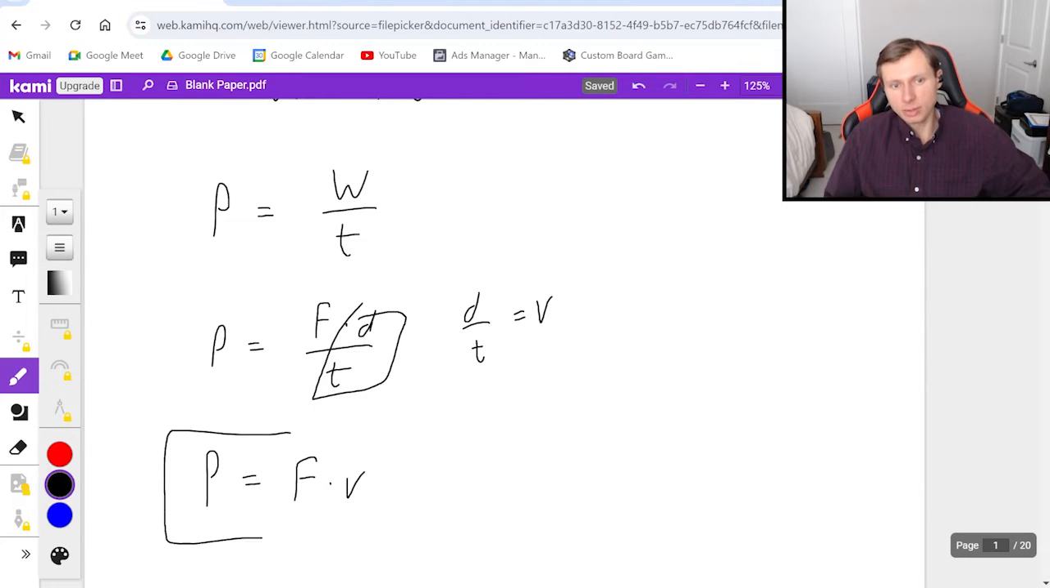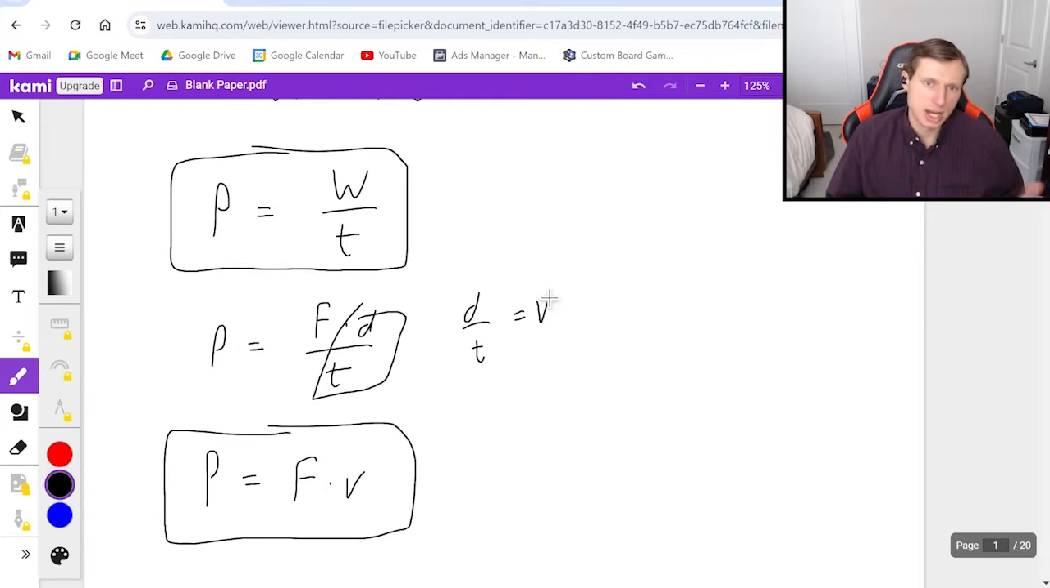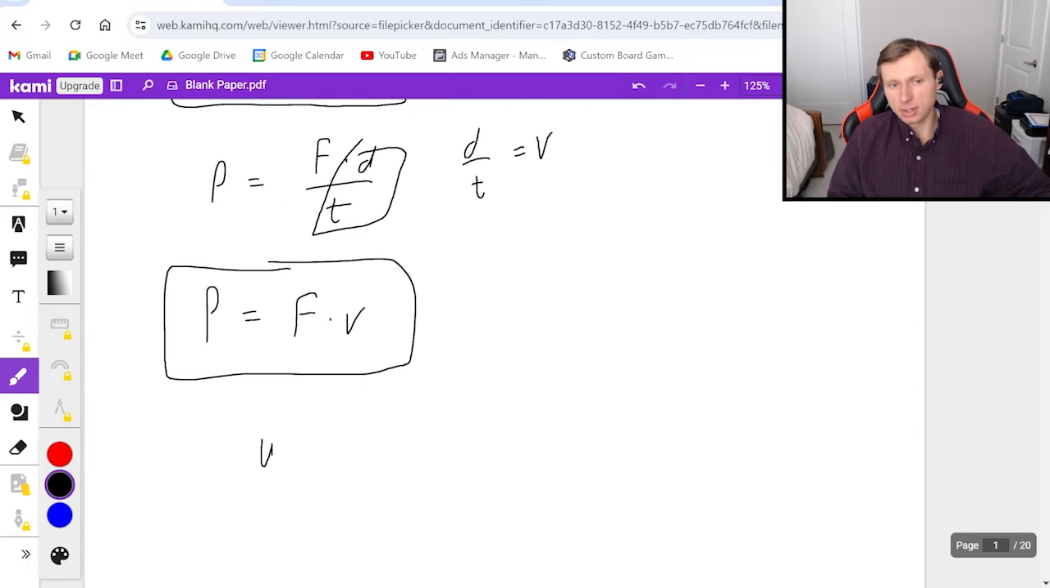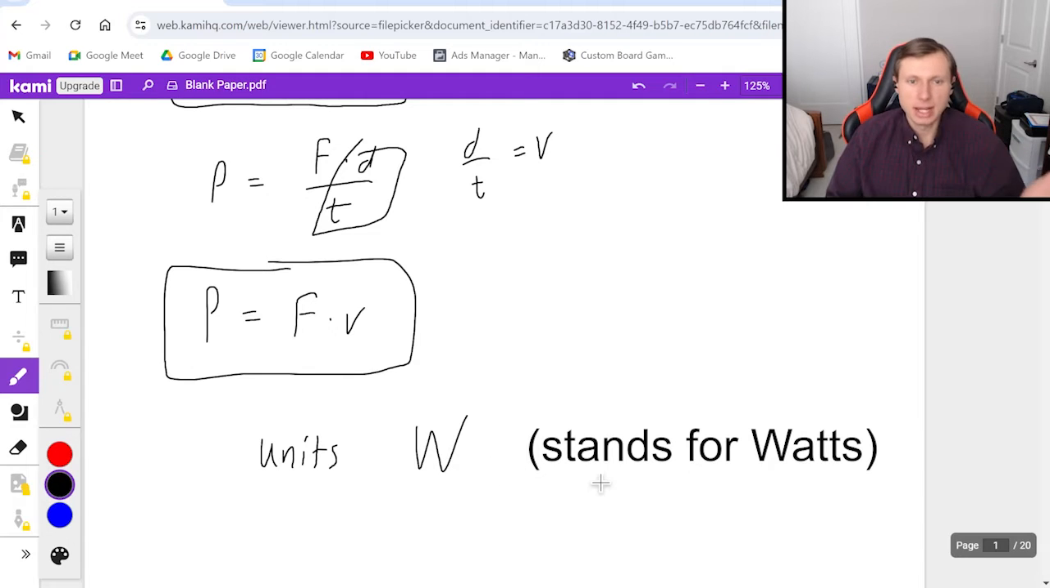So my advice to you is to memorize these two versions because these are the two that you most commonly see in any physics question. And the last thing I'll say about power is that the units are the watt, capital W. And now let's look at some example problems on power.